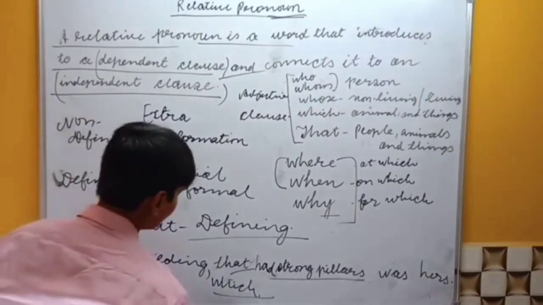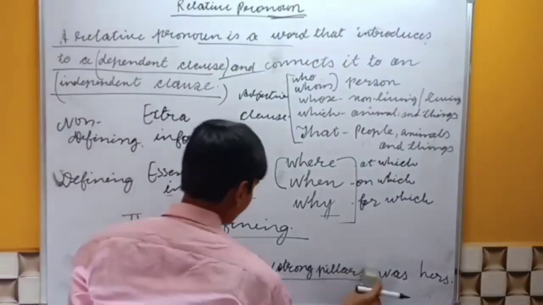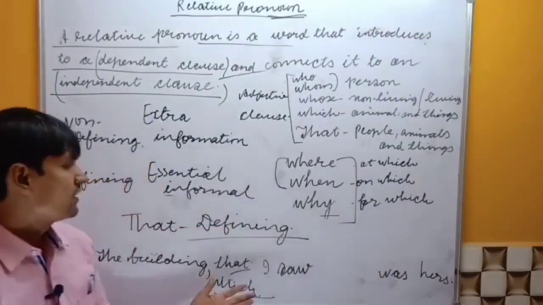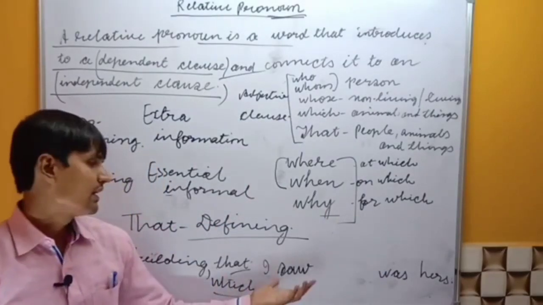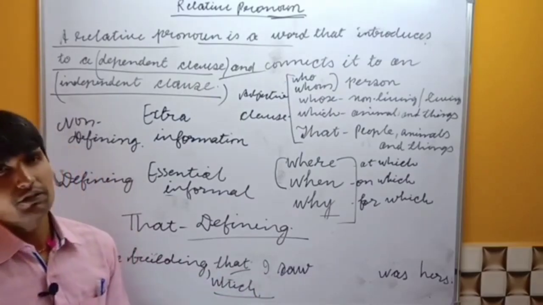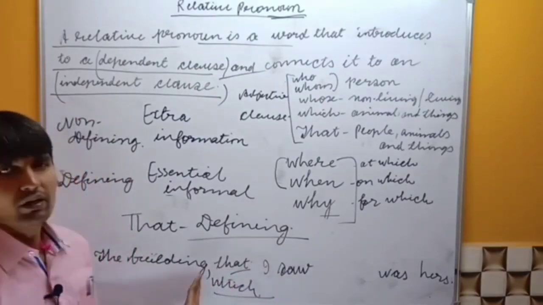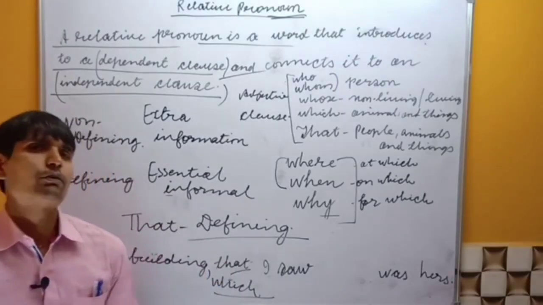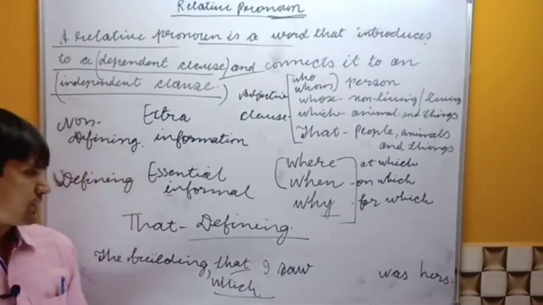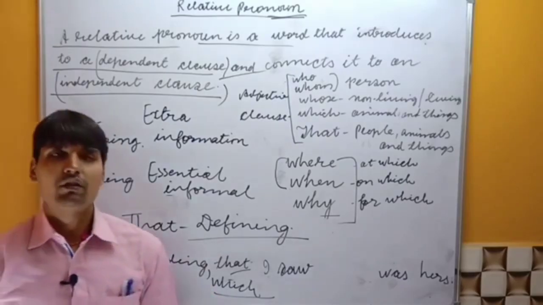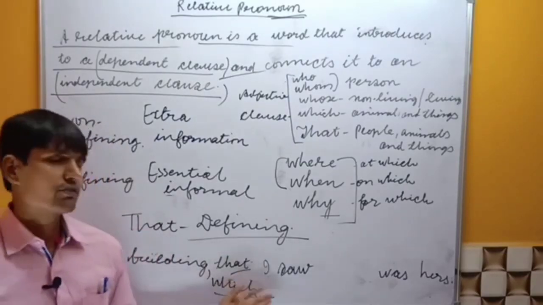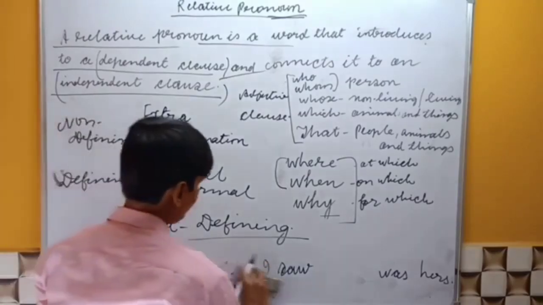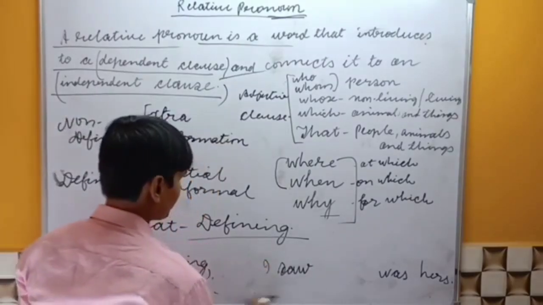So where to use "which"? Now look here. If you write "the building that I saw was hers", you can see that "I saw" is extra information. It is not giving more information about the building. So "that" would not be possible here. In spoken form you can use "that", but if you want to make it a non-identifying clause, because it is giving extra information, you have to use "which" in written form.